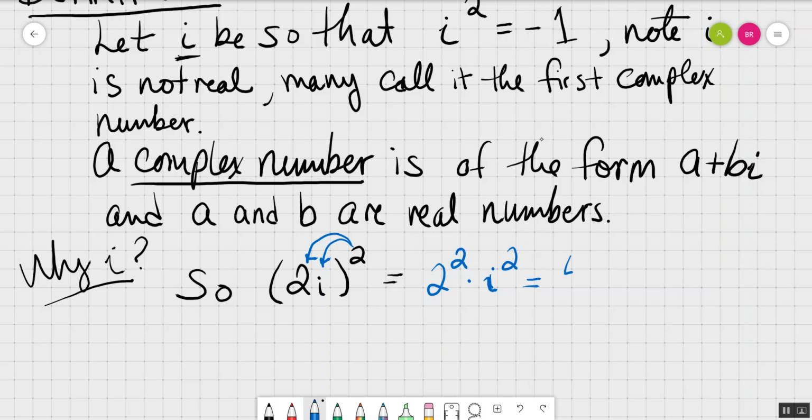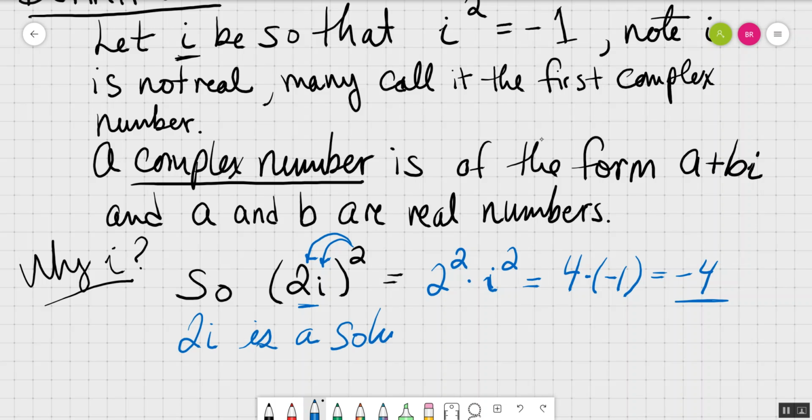So when I square 2, I'll get 4. And what do I get when I square i? I get -1. So this is -4. It's really designed so that when you square it, you get a negative. So hopefully you've seen that 2i is something that when I square it, I get -4. So 2i is a solution to our problem earlier, x squared equals -4, because it's something that when I square it, I get -4.